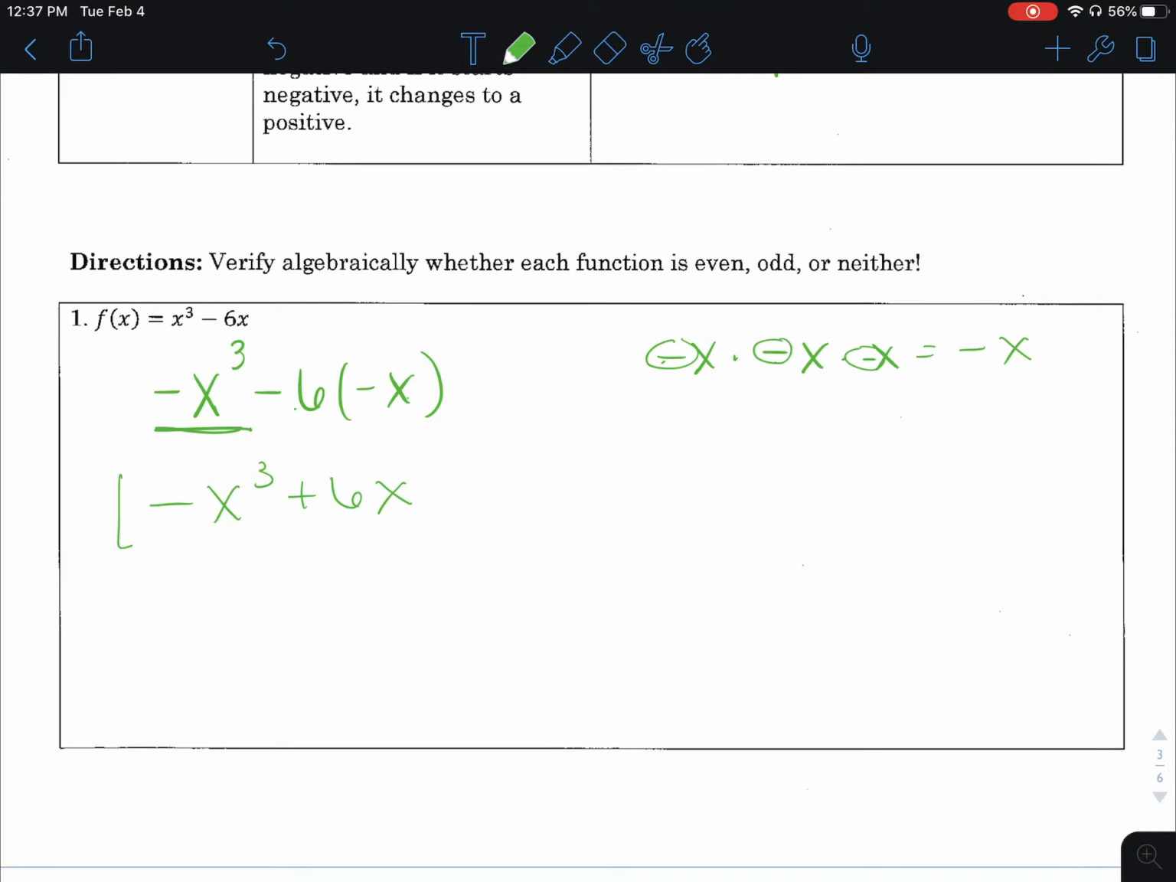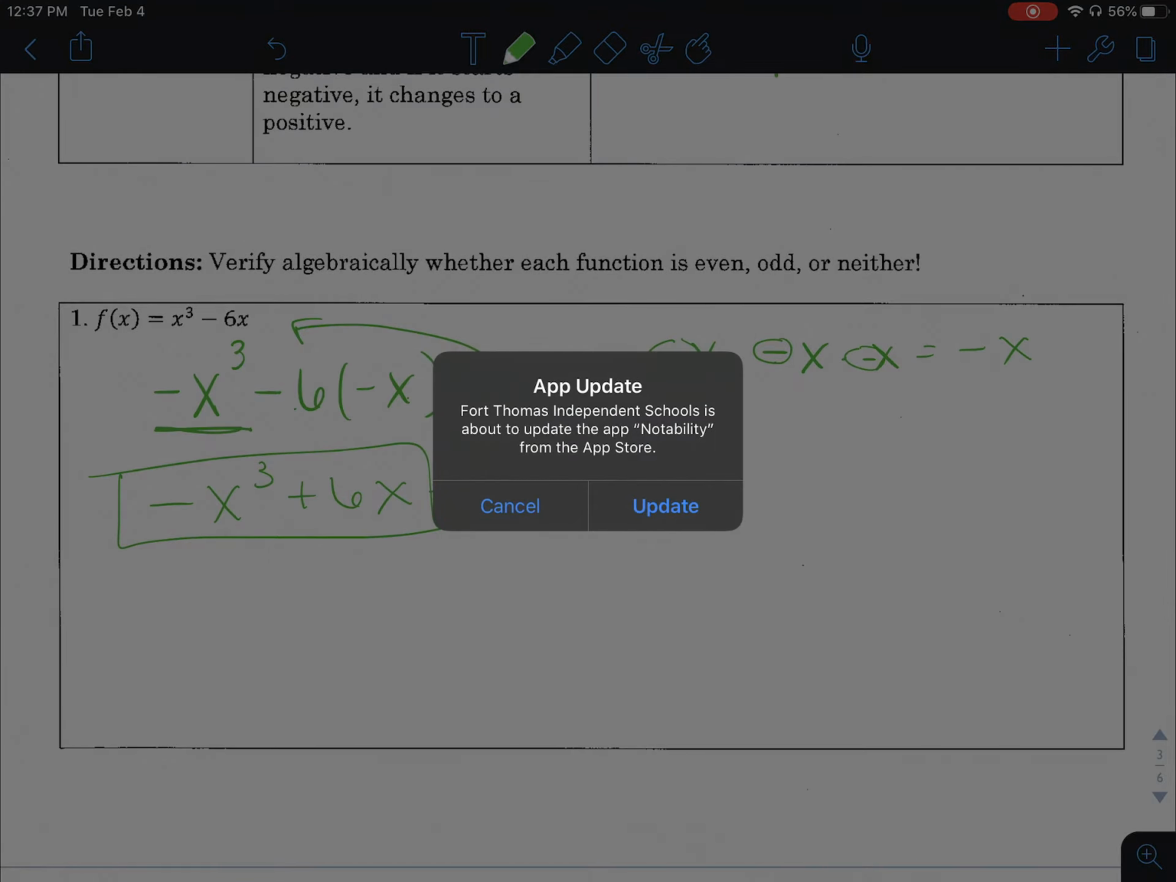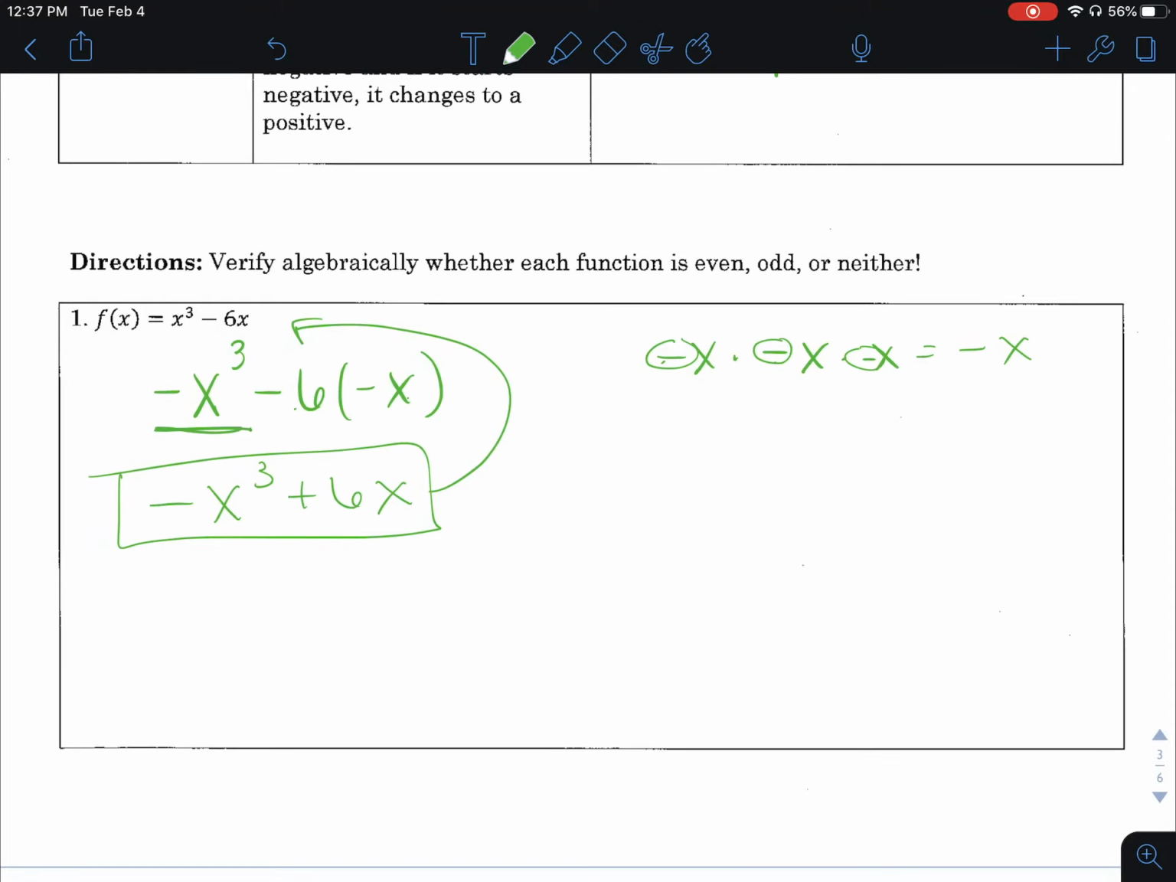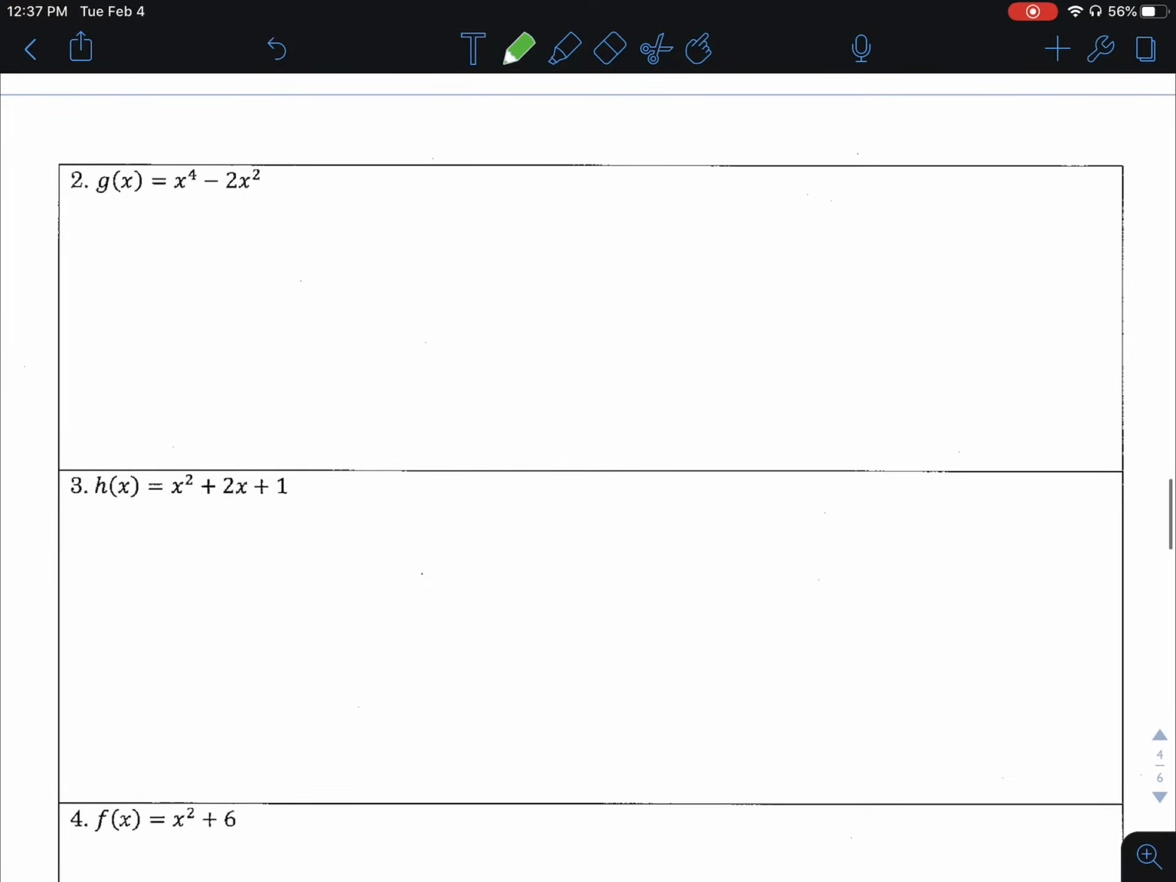So this is what we got. Go back and compare it to the original. Did everything flip or did everything stay the same? If you look, everything flipped. It's now a negative instead of a positive, and now this is plus instead of minus. So this is an odd function. All right, flip to the next page.